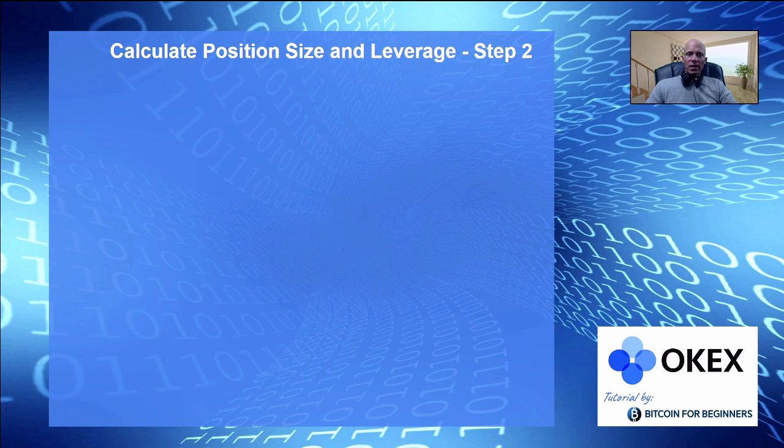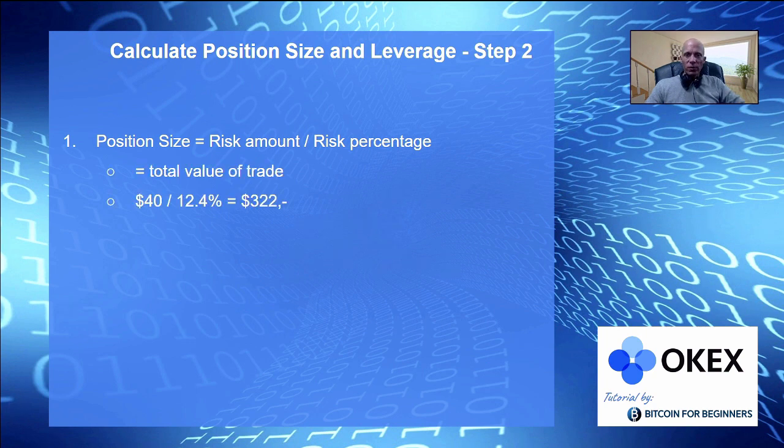Step 2 is to calculate the position size by dividing the risk amount from step 1 by the risk percentage, also found at step 1. So 40 divided by 12.4% is $322. This is the total value size our order should be.